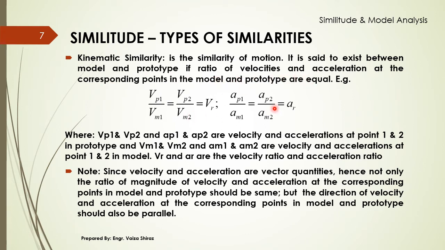So if you see these equations, Vp is the velocity in the prototype, Vm is the velocity in the model, and we are considering 2 points, 1 and 2. So at every point in the model and prototype, the ratios of the velocities and the ratios of their accelerations should remain the same, and they will give you the velocity ratio VR and the acceleration ratio AR.